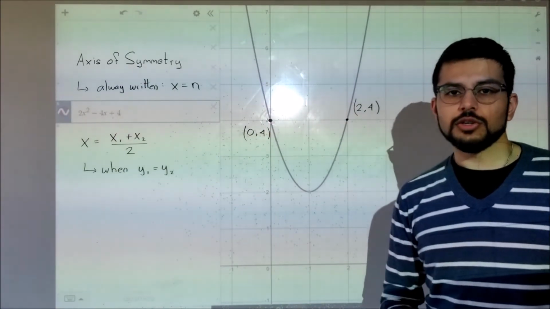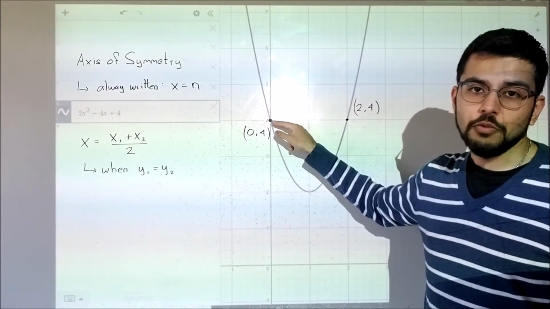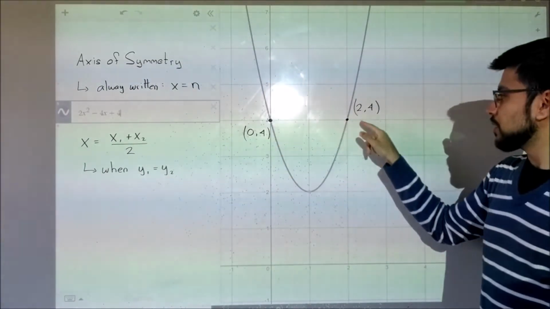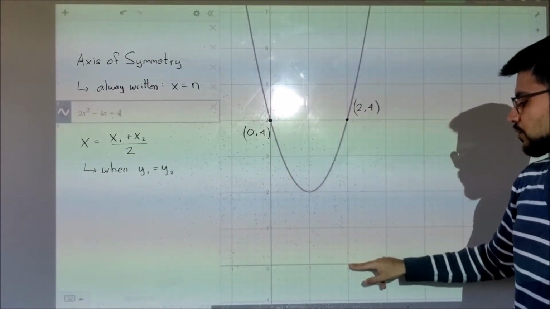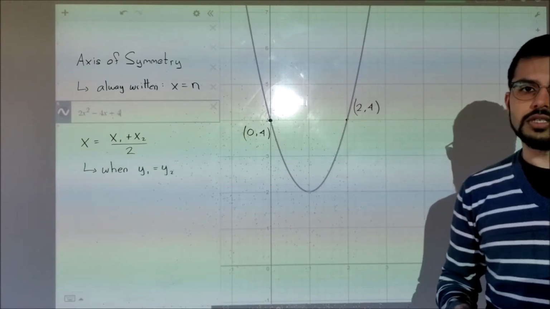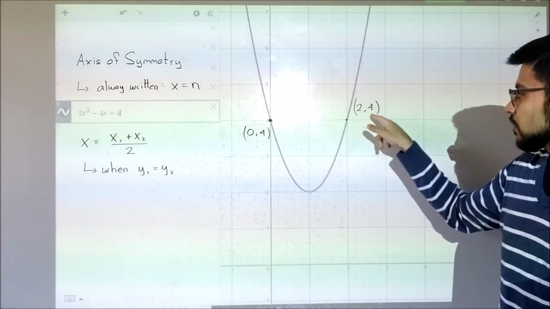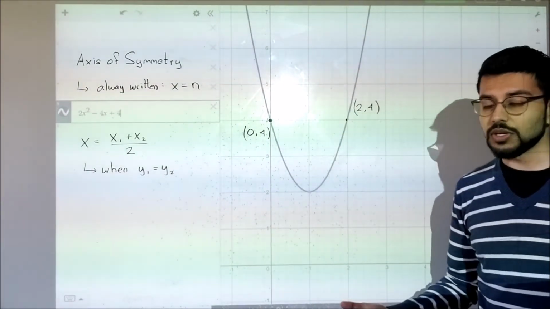This one over here is (0, 4). So I haven't moved anywhere on my x-axis, but I've moved up 4 units. And my other point is over on this end, where I've moved 2 units over on my x-axis and I've moved up 4 units on my y-axis. So my y values, my y1 and my y2, are both 4, that's okay.